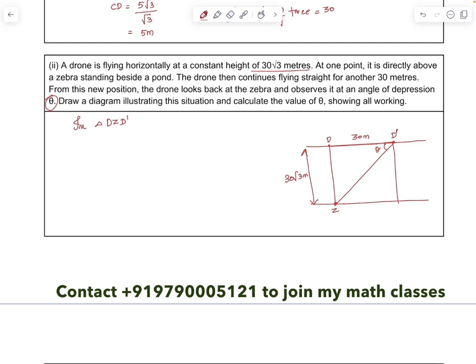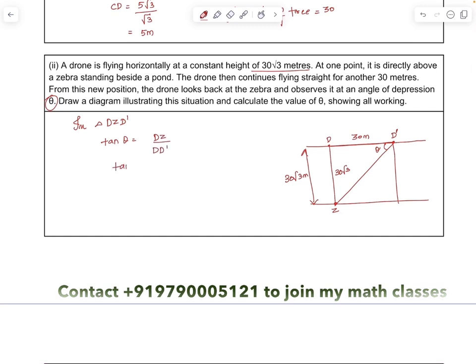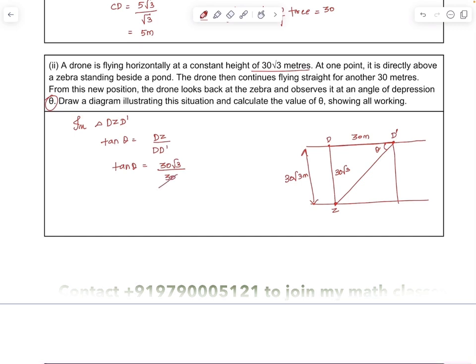In the triangle DZD dash, DZ is 30 root 3 and DD dash is 30. With respect to angle theta, again we have the opposite and the adjacent. So tan theta is equal to DZ upon DD dash. Tan theta is 30 root 3 upon 30. So tan theta is root 3, which implies theta is equal to 60 degrees.